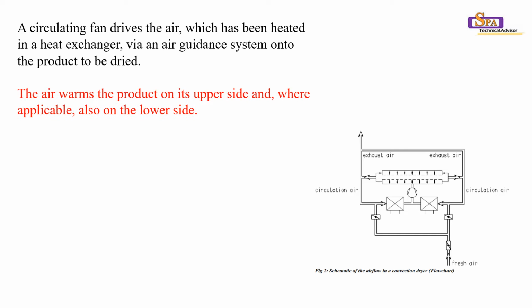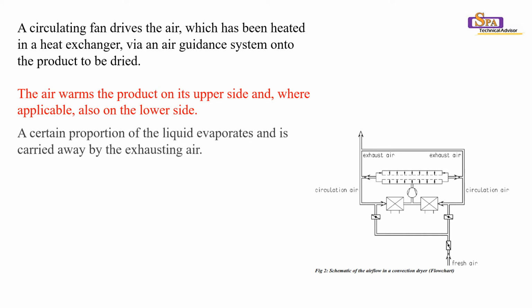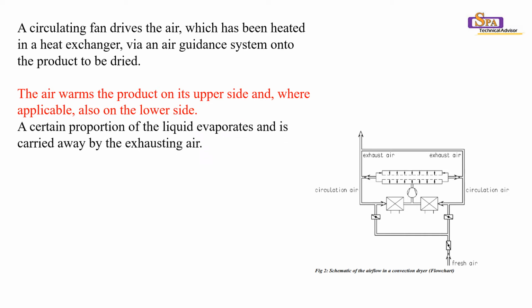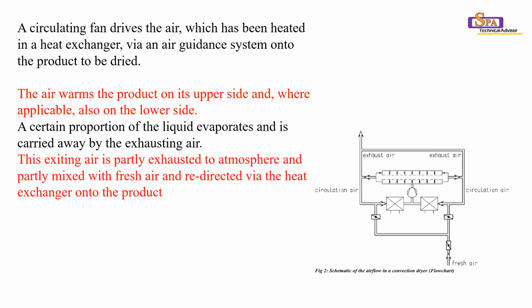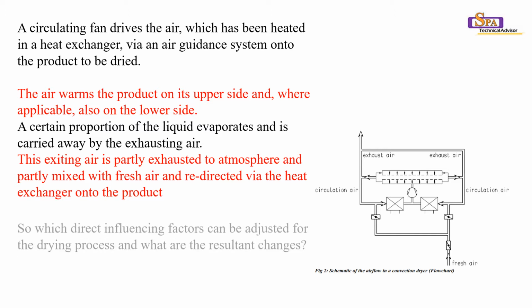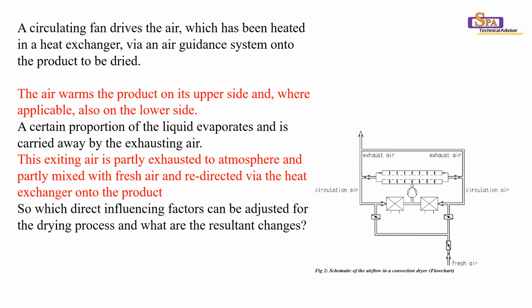The air warms the product on the upper side and where applicable also on the lower side. A certain portion of the liquid evaporates and is carried away by the exhausting air. This exhausting air is partly exhausted to atmosphere and partly mixed with the fresh air and redirected via the heat exchanger into the product dryer.